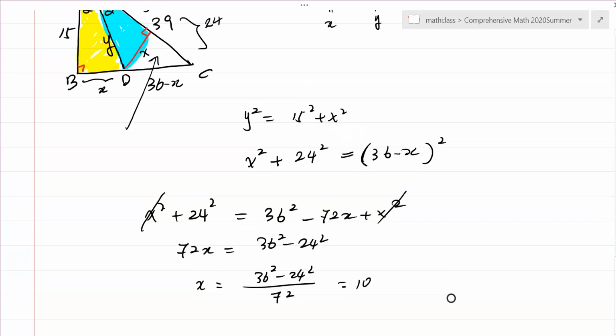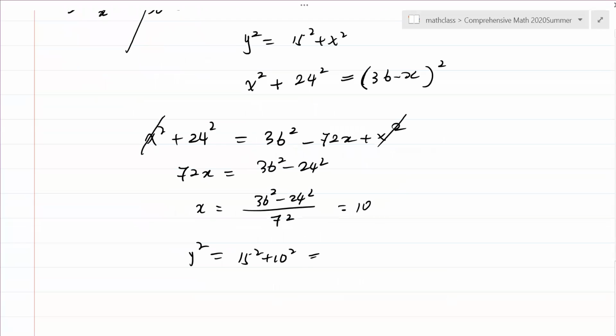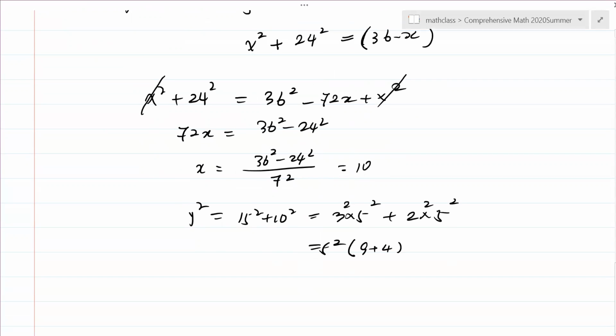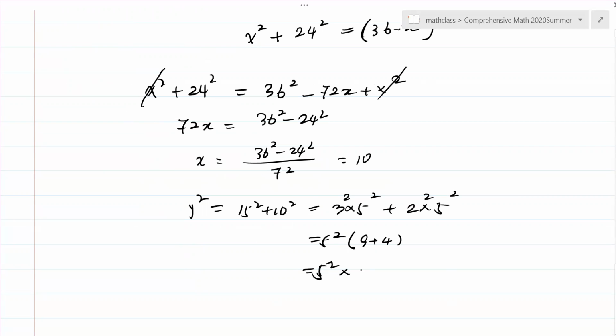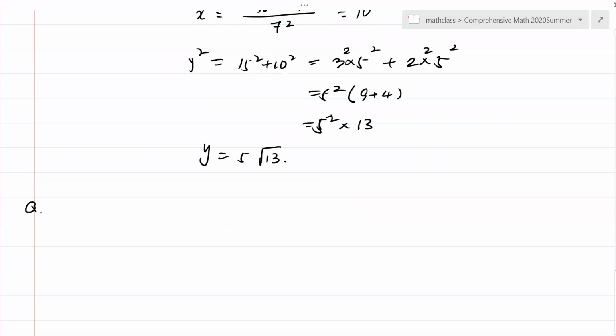Then you can get y, right? So y squared equals 15 squared plus 10 squared, and that is not going to be a good number. So what I'm going to do is 3 times 5 and 2 times 5. So I get 5 squared, and 3 squared is 9 plus 4, right? So 5 squared times 13. So y is going to be 5 times the square root of 13. Okay. So this is how we solve the problem. All right, great. See, some geometry problems are a little more difficult because you have to draw additional lines. Okay. I asked this problem several times, but I want to show it to you again here.